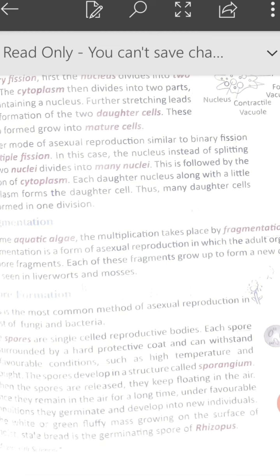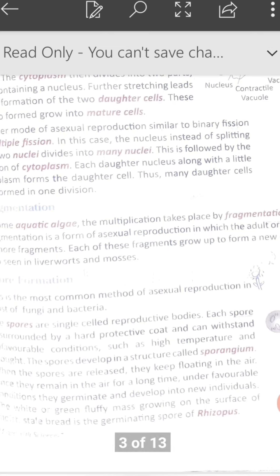Fragmentation process में क्या होता है हमारा, जैसे कि हम स्पायरोगेरा ले लेते हैं. स्पायरोगेरा हमारा ब्रेक हो जाता है, वो आगे फर्दर ग्रो करने के लिए दो या दो से ज़्यादा पार्ट्स में, दो या दो से ज़्यादा फ्रेगमेंट्स में ब्रेक हो जाता है. उससे कहते हैं हम फ्रेगमेंटेशन. Each of these fragments grows up to form a new organism.